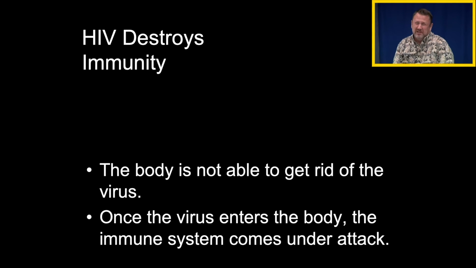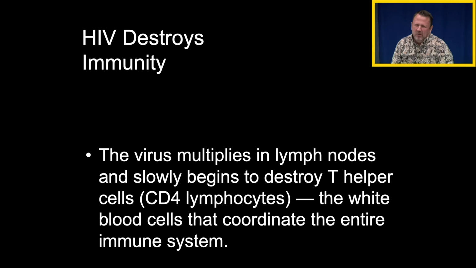We're going to see the body's not able to get rid of the virus. Once the virus enters the body, the immune system comes under attack. We can use medications to make the virus undetectable. We can test and say, wow, that virus is gone. But if we stop taking the medications, the virus comes right back because we're not able to get rid of the virus. We can take the medication until viral levels are undetectable, but the body is not able to get rid of the virus. Well, the virus is going to slowly multiply in T helper cells, those CD4 lymphocytes that we talked about last time.